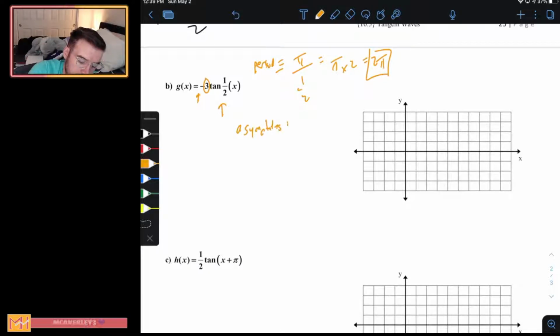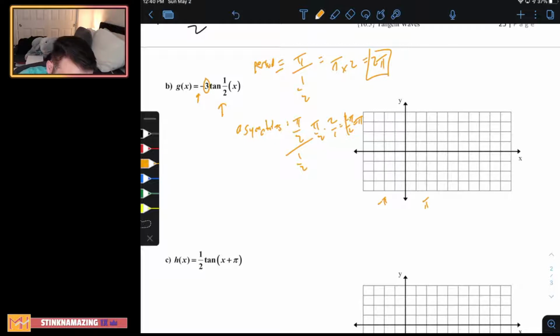And with those asymptotes, you want to do the same thing. If the asymptote used to occur at pi over 2, when you divide it by a half, you're going to get pi over 2 times 2 over 1, which is 2 pi over 2. The 2's cancel, and you get pi. So the asymptotes are going to occur at pi now. So this is negative pi and this is pi.